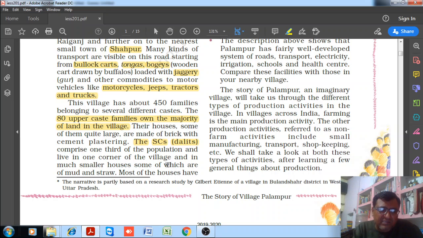Particularly one corner is selected for their living, and they have much smaller houses. Means quite large houses are under upper caste families, and SC communities have quite smaller houses, and some of which are made up of mud and straw, that is, kaccha houses, thatched hut type kaccha houses. These are mud and straw.